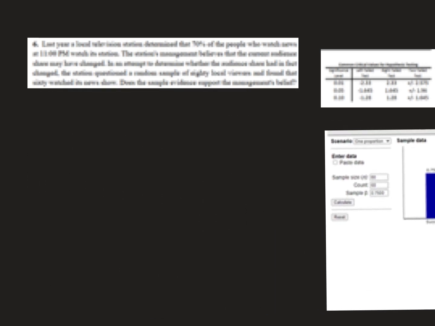And then we've got this one about television stations. They said it used to be that 70% of the TV watchers in that area watch their news at 11. They think it's changed, so this is going to be a two-tailed test. We don't know whether it's more than that or less than that. They just say it's changed. So we've got 80 viewers and 60 watched, so p hat equals 60 over 80, which is 3/4, so 75%, which is more than 70, so something's up.